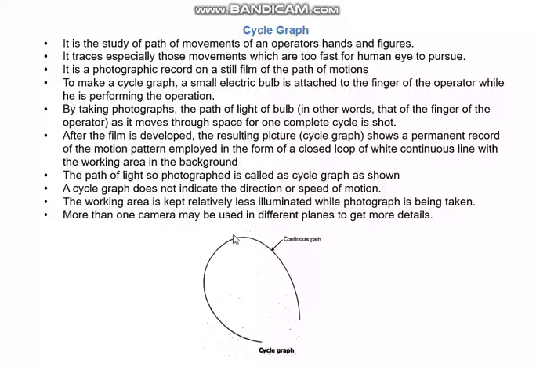Why? When do we use a cycle graph? When our naked eye cannot detect the movements, because they are very fast. At that time we use the cycle graph. You see, this is a photographic record on still film. Still film means not video. It is a still photograph sort of thing of the path of motions.